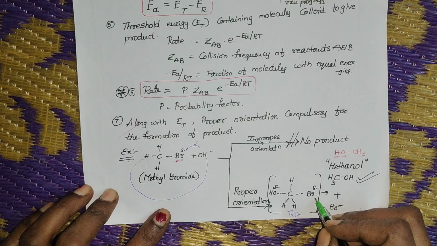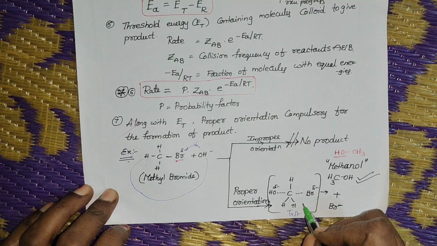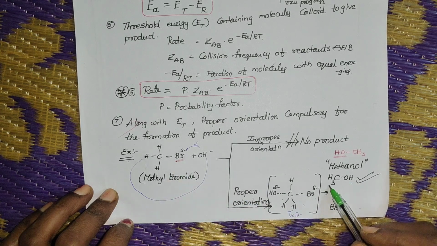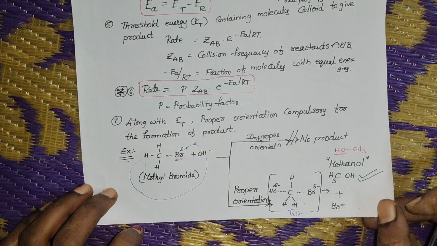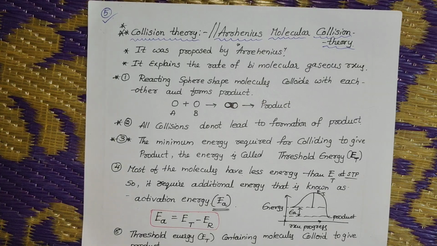At a time, bromine elimination and OH minus attack, both conditions are present. That is why it is a transition state. And finally, in the place of Br minus, OH is substituted from the complete opposite direction. That is why it is a back attack product. Yes, this is about collision theory.